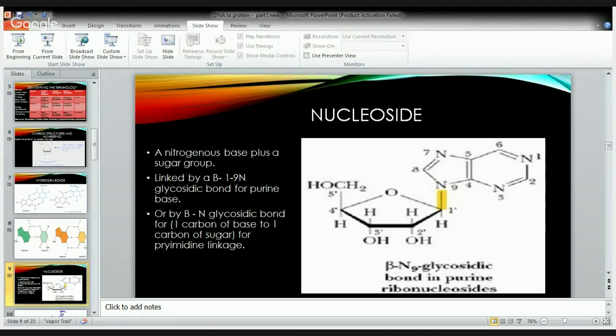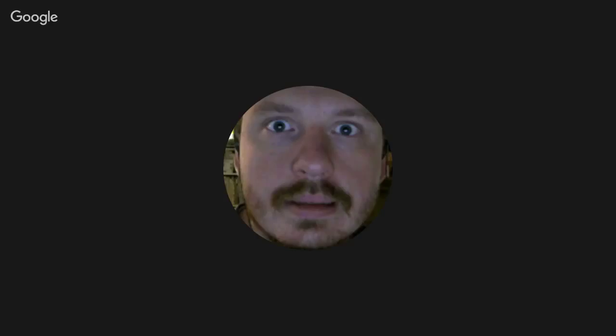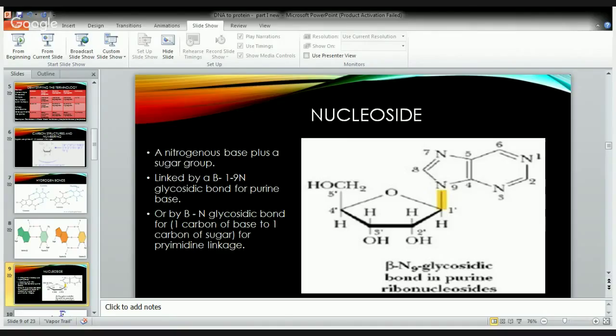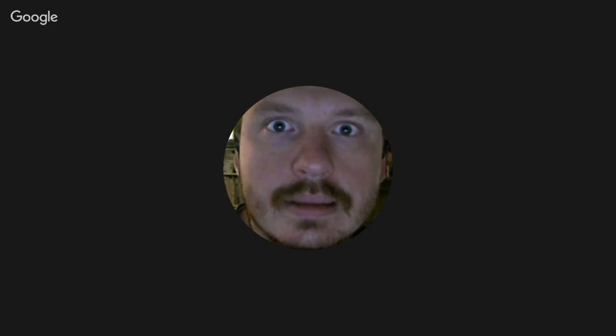This is actually a nucleotide because it has the phosphate. See the phosphate down here? We're going to add that right now and show what a nucleotide is. People say, what's the difference between a nucleotide and a nucleoside? Well, simple. A nucleoside is just the pentose sugar and the nitrogenous base. The nucleotide adds the phosphate. So these are actually nucleotides, just different ways of looking at them.